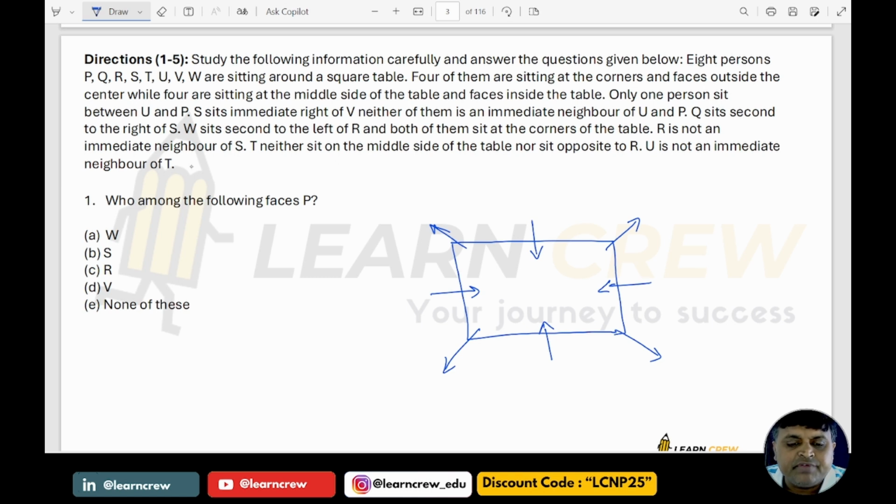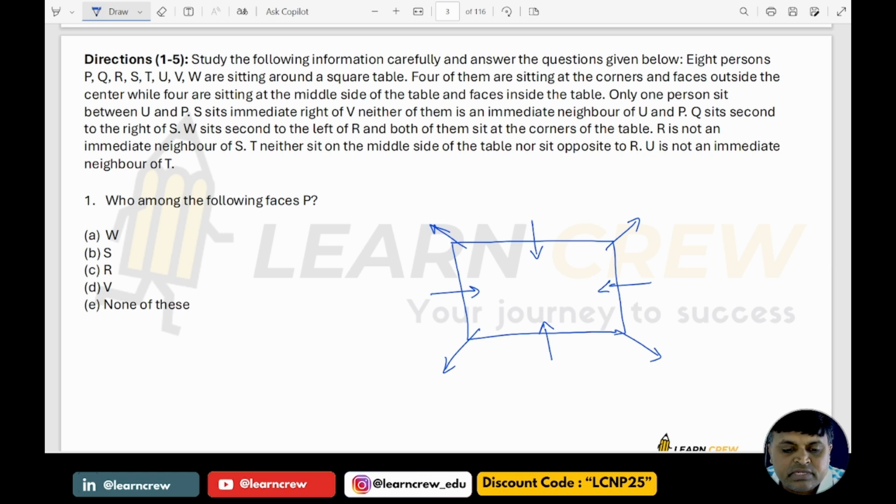Only one person sits between U and P. Next, S is immediate right of V. Neither of them is an immediate neighbor of U and P. Q is second to the right of S and W is second to the left of R, and both of them sit at the corners of the table.